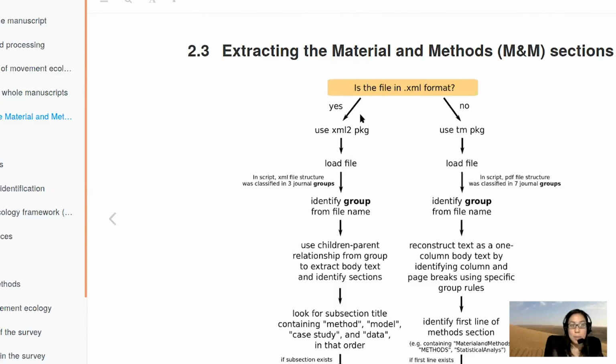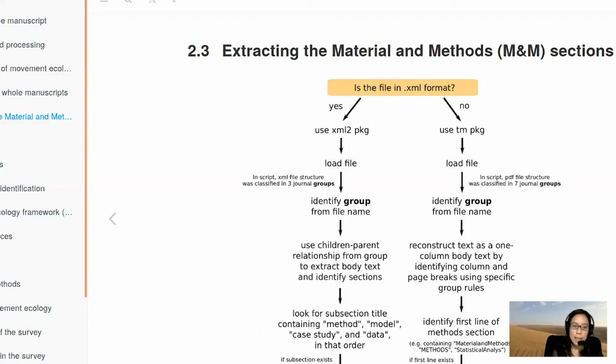So if it's in XML format, again, this is a workflow that I developed that is very easy to identify the method section, even if in different journals it has a different name.